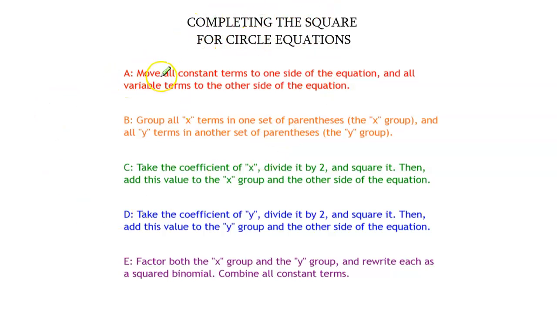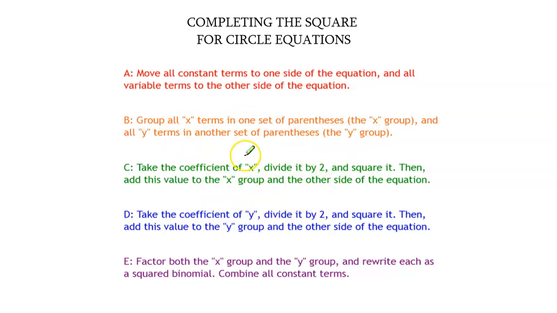The first step is to move all the numbers, the constant terms, from one side to the other side, and then move all the variable terms onto that other side. So all the numbers on one side, usually I put them on the right. All the variables on the other side, usually I put them on the left. Then we're going to group all the x terms and all the y terms together in a set of parentheses. You'll see what I mean in a moment.